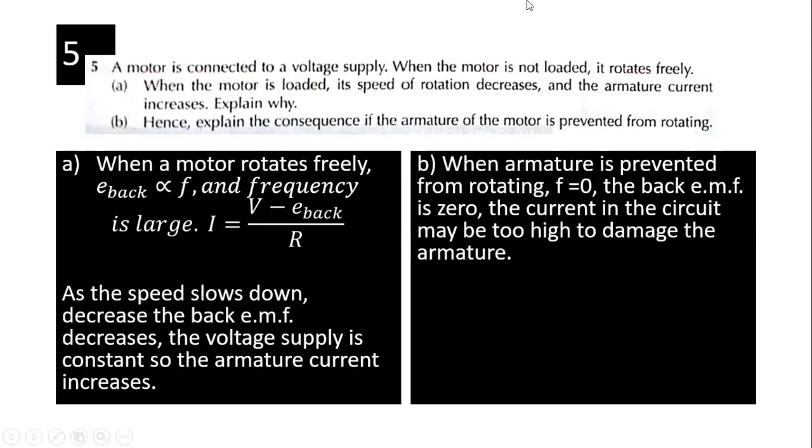When the armature is prevented from rotating, the frequency is 0. The back EMF is 0 also, since back EMF depends on frequency. The current in the circuit is just V divided by R. That means it's very high. It will damage the coil or armature. Okay with that? Anything not clear?